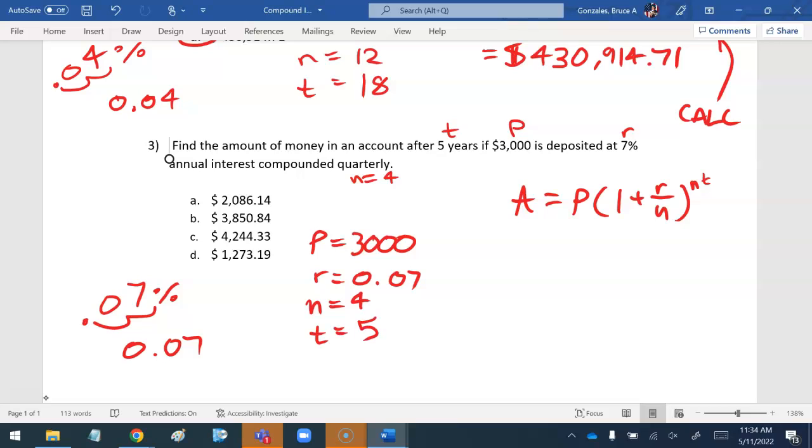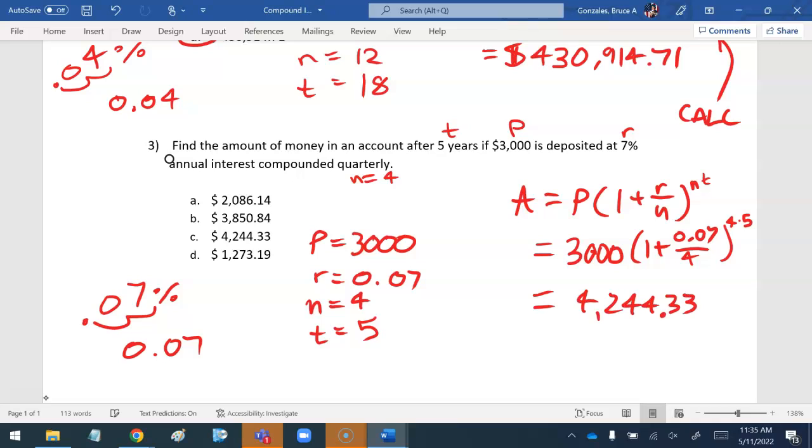So we're going to plug it into this equation: 1 plus 0.07 over 4, to the power of 4 times 5. If you plug that into your calculator, you're going to end up getting $4,244.33. So again, plug that in the calculator, and that is going to be answer C.